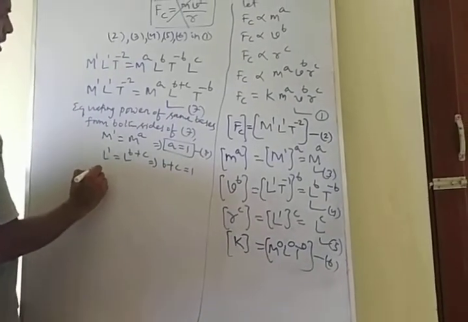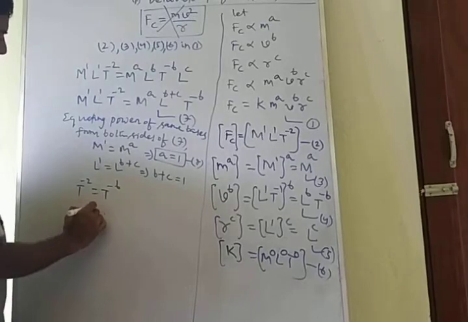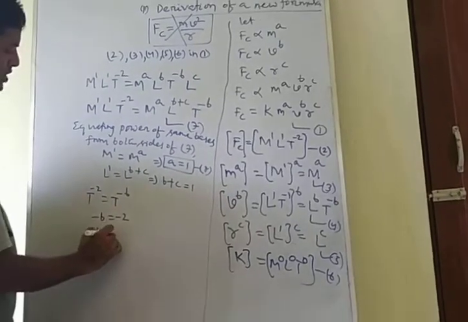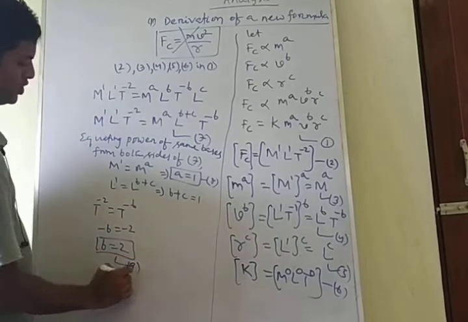Now T to the power minus 2 equal to T to the power minus B. So minus B equal to minus 2. So B equal to 2. Now this is equation 9. So B equal to 2.